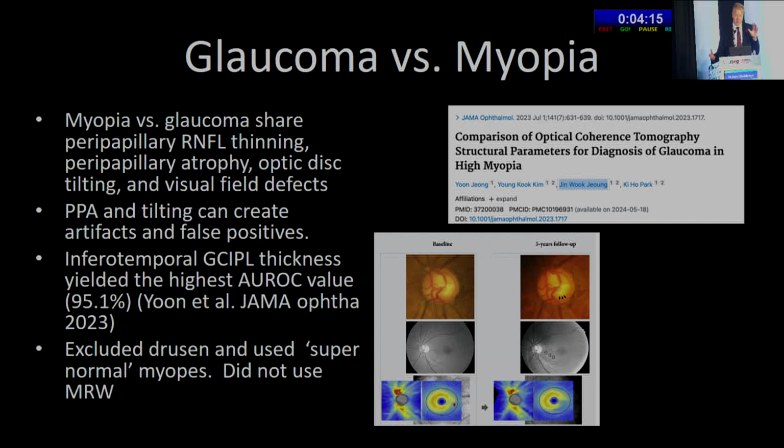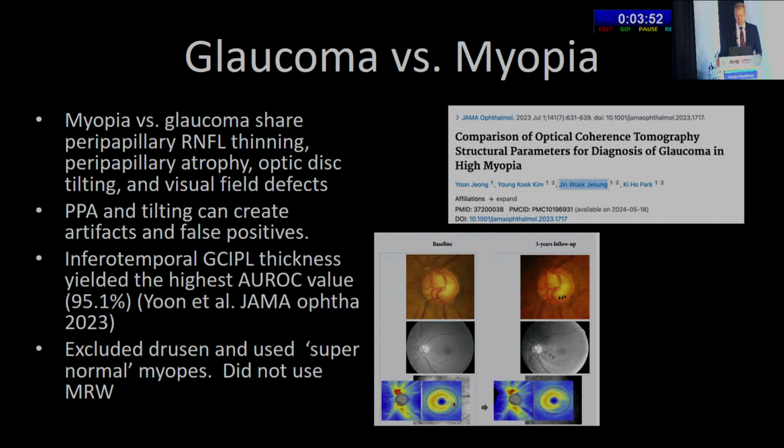They have the optic nerve tilting, which can give artificially thin nerve fiber layer thickness, and they can also have visual field defects that are completely stable. So this is a paper by one of our fellows, Jinwok Jun, who showed that one area of this, with a macular scan, was the most accurate of determining myopia from myopic glaucoma.